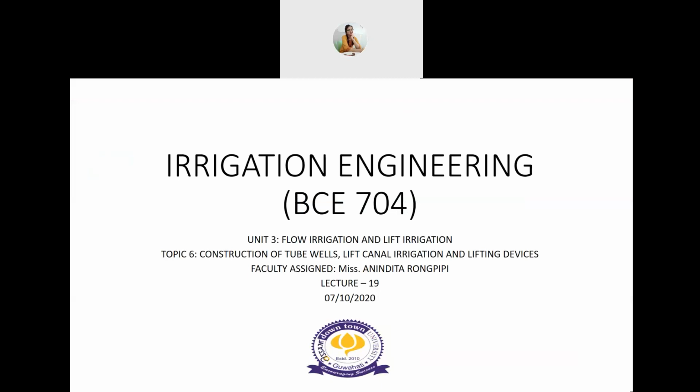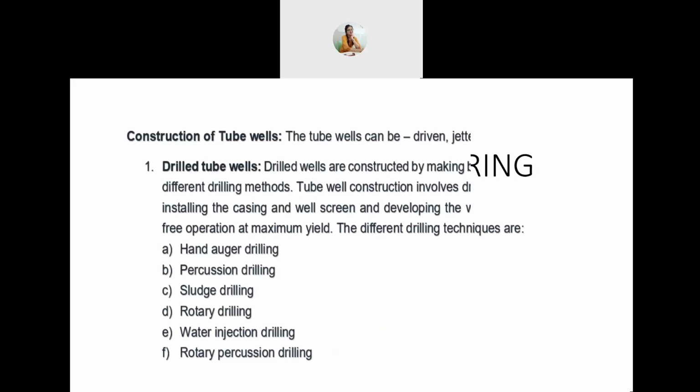Hello students, now we'll continue again with unit number 3 and topic number 6, which is construction of tube wells, lift canal irrigation and lifting devices. First, construction of tube wells. The tube wells can be driven, jetted and drilled.